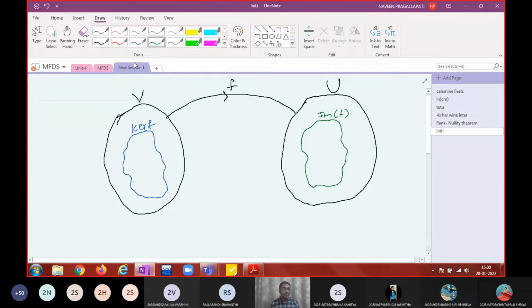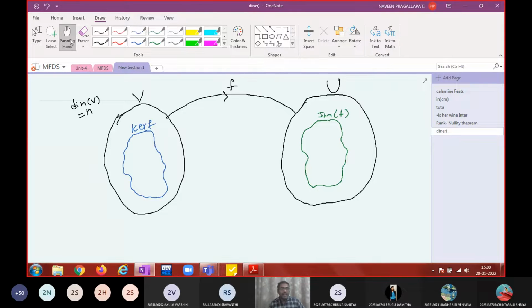Okay, so the dimension of V is n. Because it is a subspace, I said it will be finite dimensional. When V is finite dimensional, the range space is always finite dimensional. Therefore this finite dimensional space will have a certain dimension. Let us say that dimension is R.